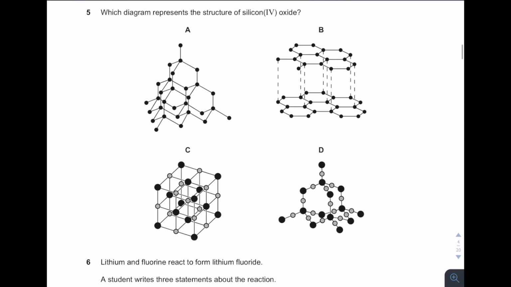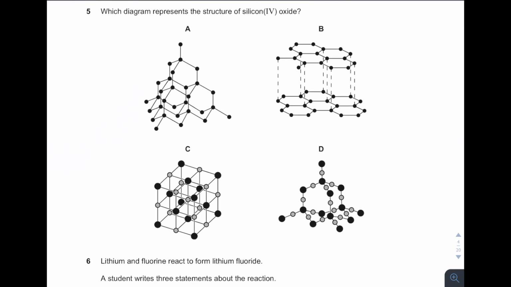Number 5. Which one is silicon oxide? Very obvious, the answer is D. Remember, A is the structure of diamond, B is graphite, and C is an ionic lattice, which means an ionic compound in the form of a solid. And D is silicon oxide.